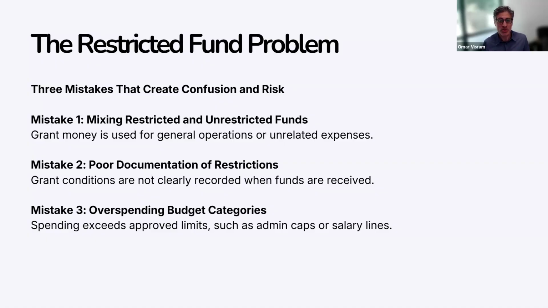So, three mistakes that create confusion and risk. The first one is mixing restricted and unrestricted funds. Grant money is used for general operations or unrelated expenses, or it all just gets dumped into one bucket. Mistake number two is poor documentation of those restrictions. Grant conditions are just not clearly recorded when funds are received. And then the third one is overspending on budget categories. So spending exceeds approved limits, such as admin caps and salary lines.